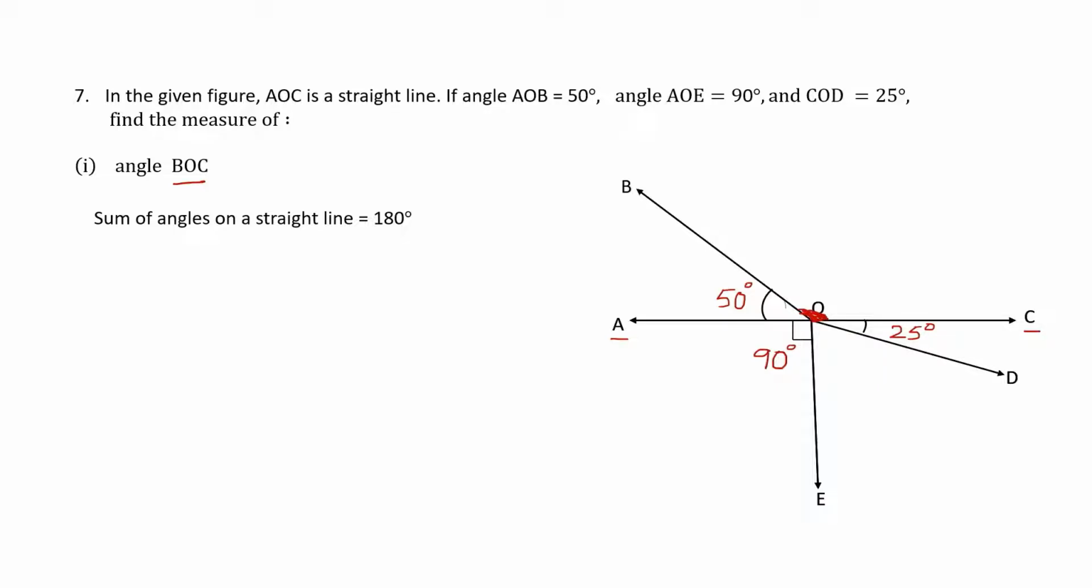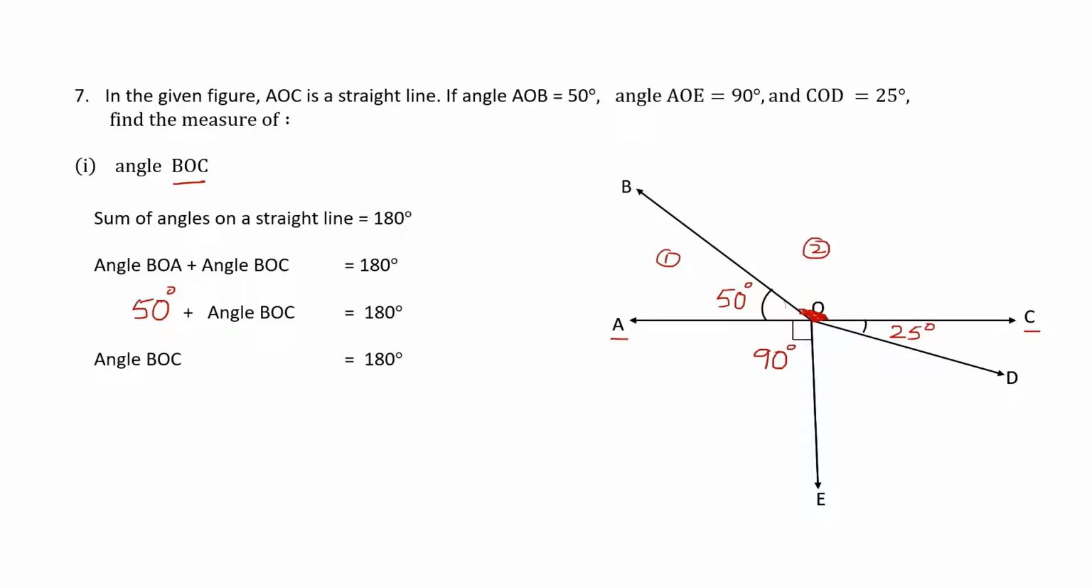This is BOC. So here also we can make use of the property: the sum of angles on a straight line equals 180. That is angle BOA, that is this one, the first angle, plus angle BOC, which we have to find out, the second one, should be equal to 180. So we know how much angle BOA is. It is 50 degrees. If I add up this with angle BOC, I should get 180.